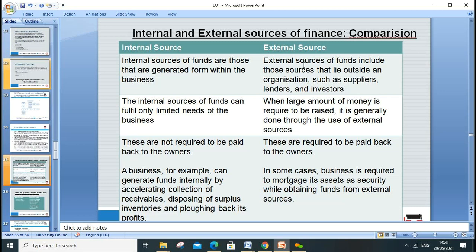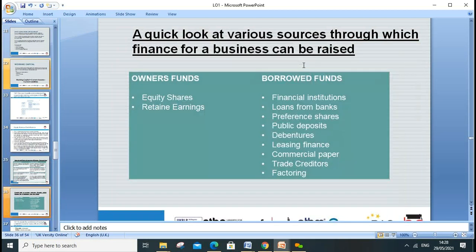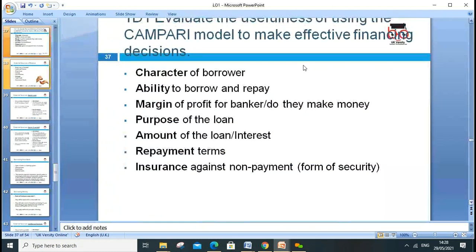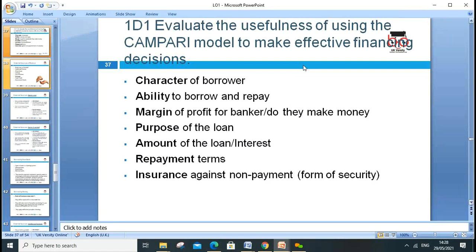Internal source, external source can be a comparison within the company or from outsiders. We can look around and raise the money to meet our business needs. So owner funds, equity shares, retained profit, and borrowed funds, so borrowing money.